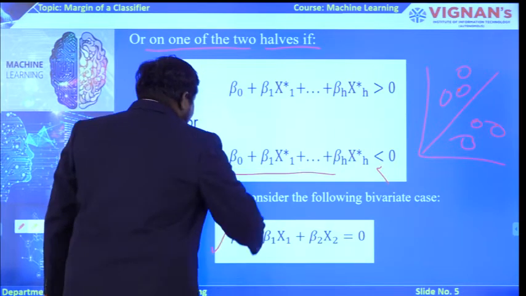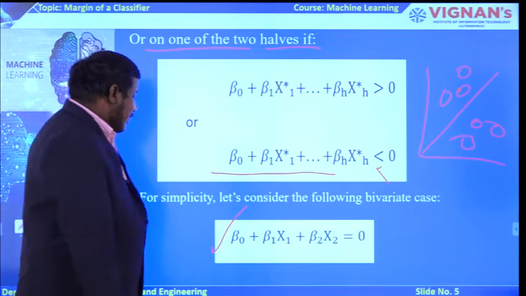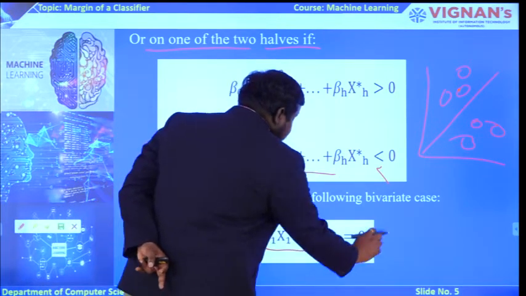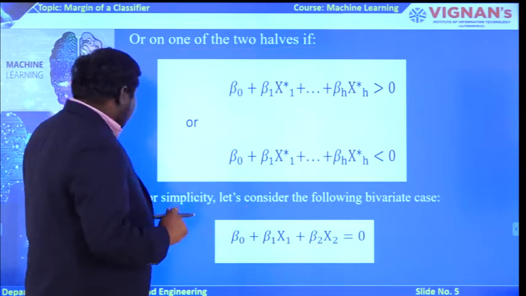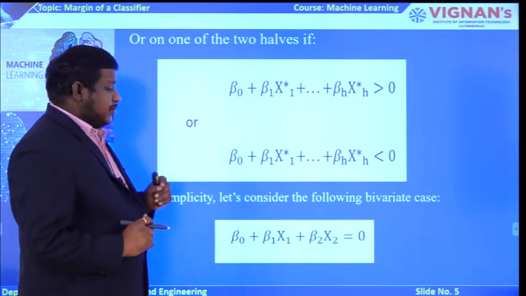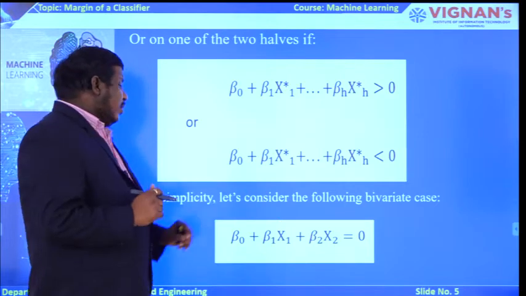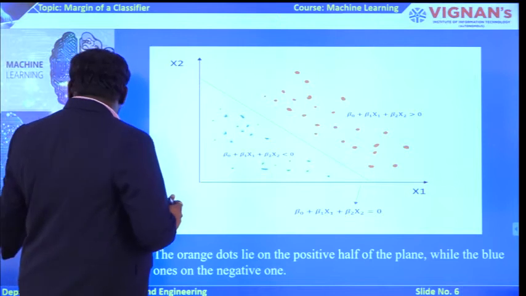For simplicity, let us consider the following bivariate case. A bivariate model means we have two variables, and the equation is beta naught plus beta 1 x1 plus beta 2 x2 equals 0. This is the basic hyperplane equation for the bivariate model we are considering.